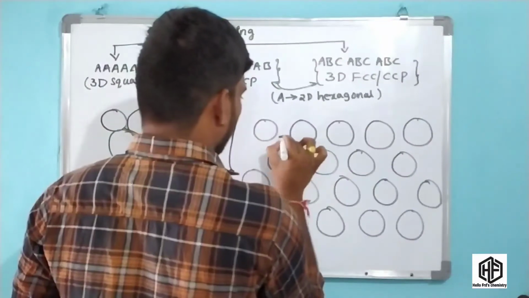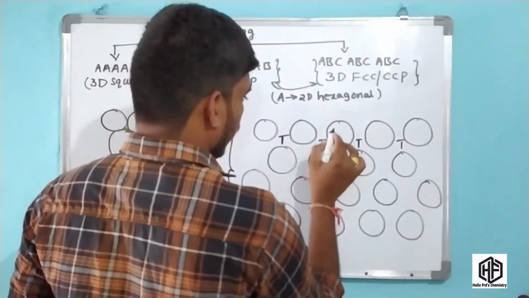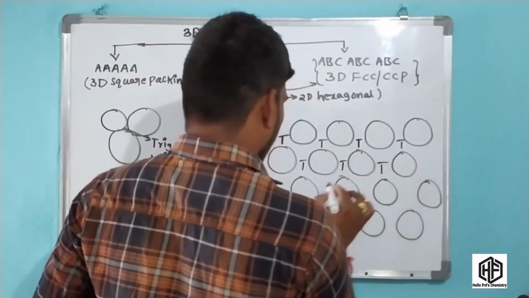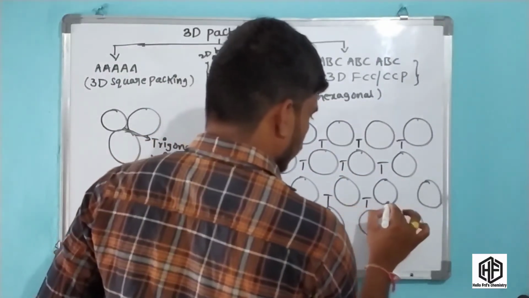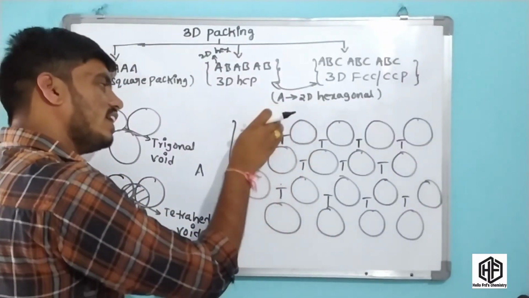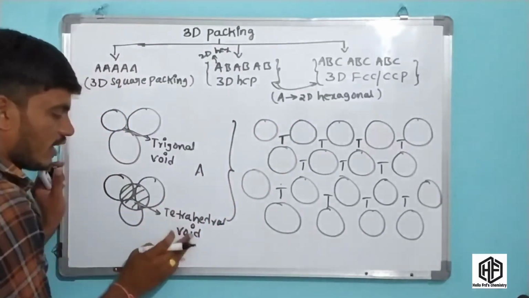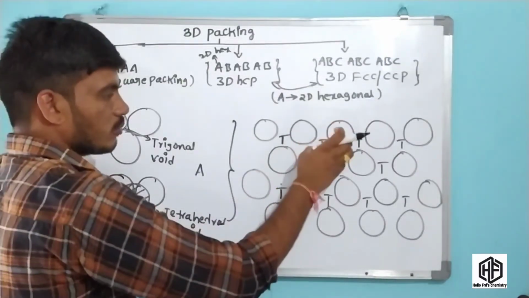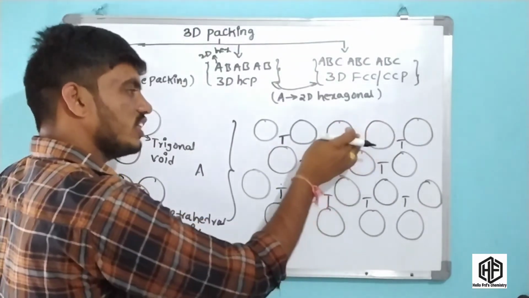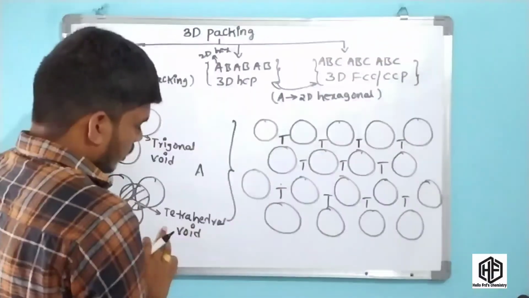Okay friends, this is a tetrahedral void, and this is a tetrahedral void, and these three are tetrahedral voids. Tetrahedral void is present in these three atoms. Okay friends, these three atoms are closely packed, and inside, one atom is present. These four atoms closely packed form a tetrahedral void. These three atoms with one atom inside form a tetrahedral void.